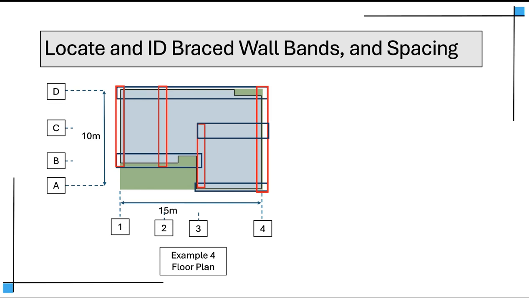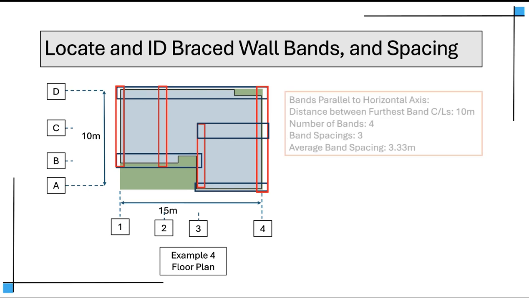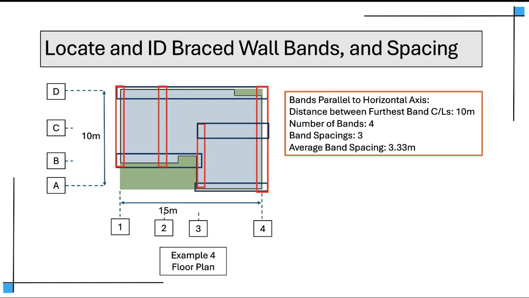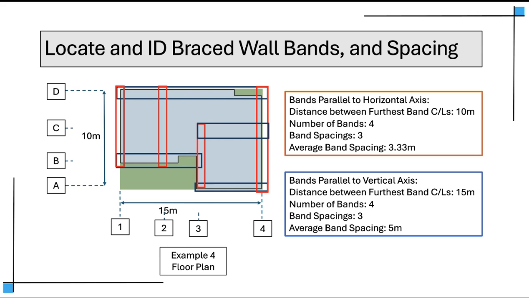Final example, a little bit more complexity here. In this case, the bands parallel to the horizontal axes, again we have 4 of them labeled A, B, C and D, and then our bands parallel to the vertical axes we now have 4, and we're labeling them 1, 2, 3 and 4. So the mathematics plays out again. For the bands parallel to the horizontal axes, we have a furthest center line dimension of 10 meters, number of bands is 4, band spacing is 3, so the average band spacing is 3.3 meters. And then for the bands parallel to the vertical axes, the distance between the furthest band center lines is 15 meters, the number of bands is now 4, the band spacing is 3, and so our average band spacing is 5 meters.